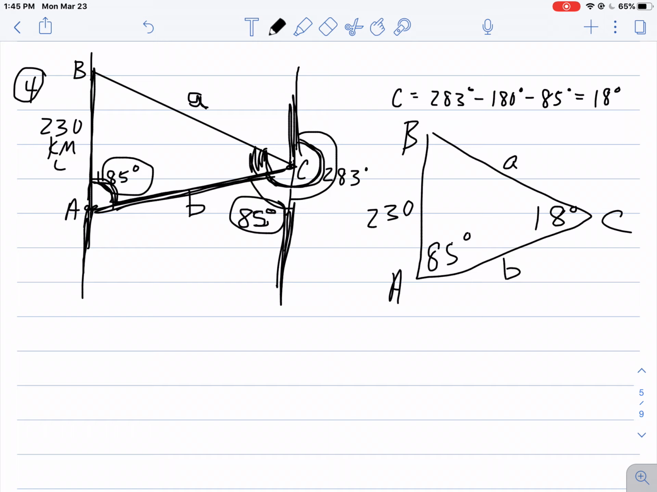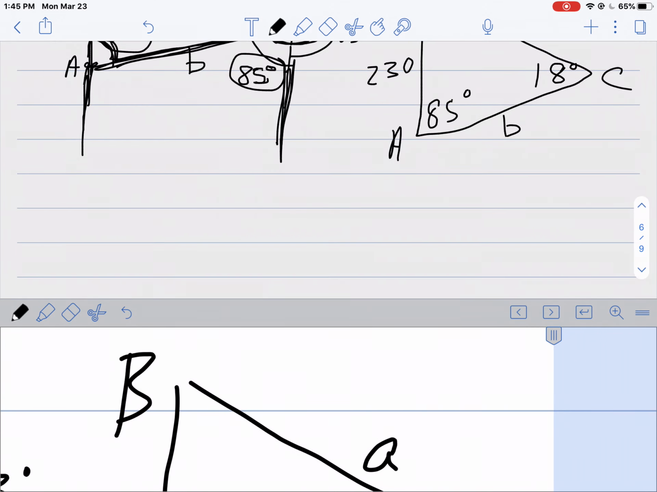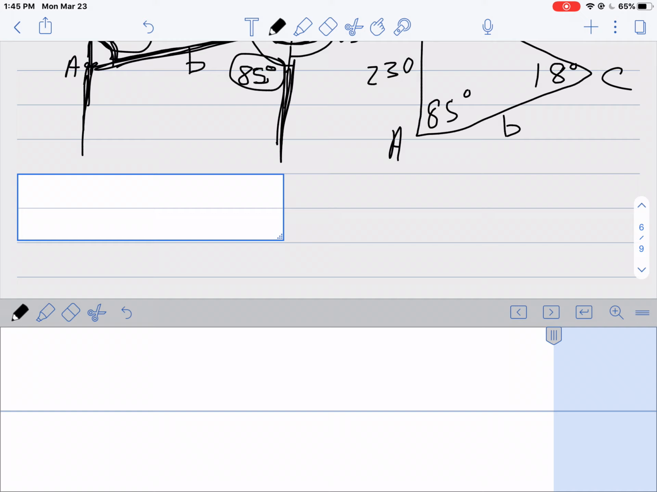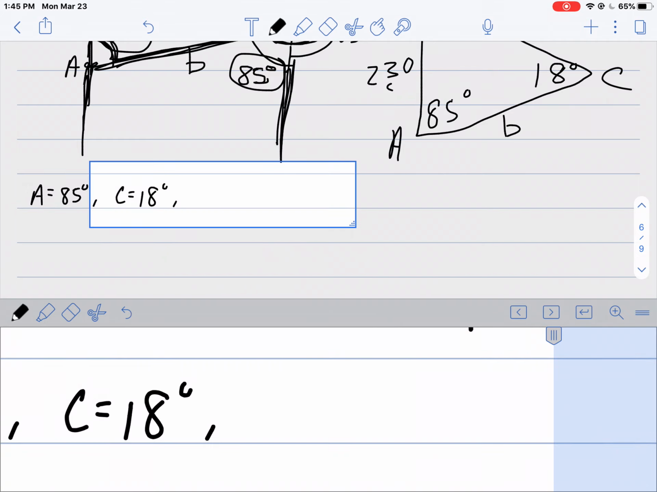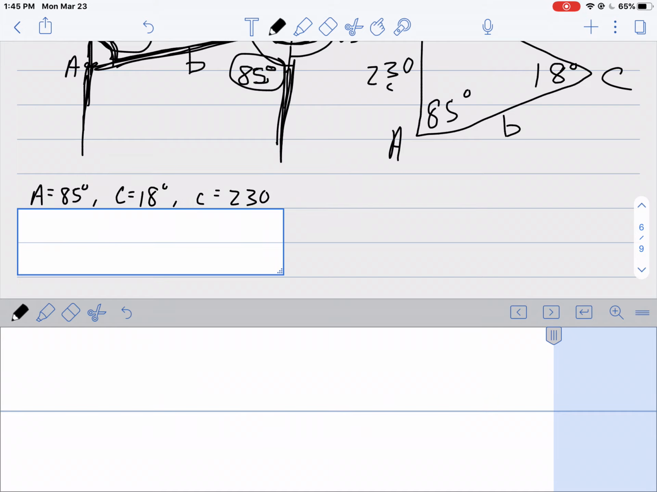Okay. So I can start with side A. Or I'll tell you what, let's come down here and I'll say, what do I know? I know the measure of angle A. I know the measure of angle C. And I know the length of side C, because that's what this guy is. And we need to find the lengths of the other two sides. What's the length of side A, and what's the length of side B? Okay. So we have one ratio that we can set up. We have C and C. So let's start with A.